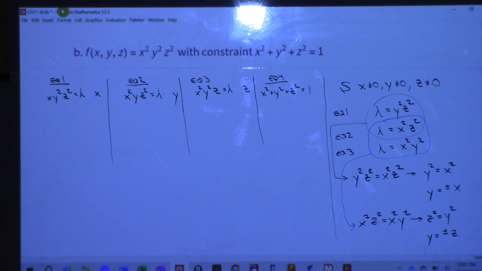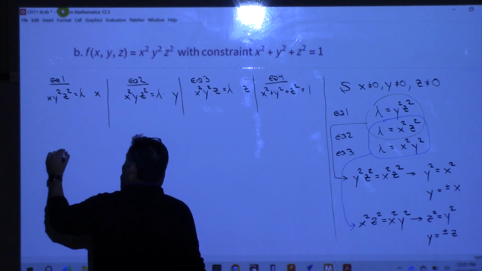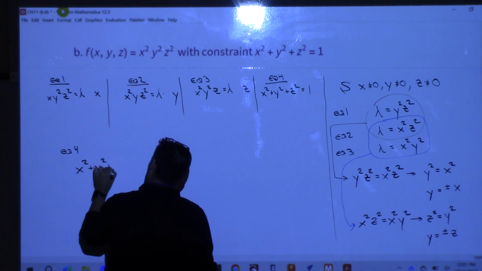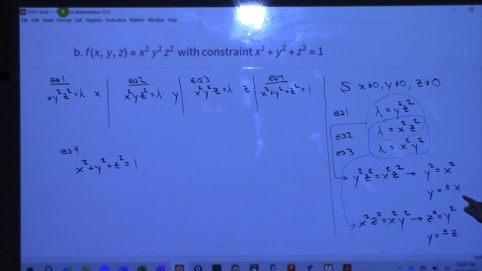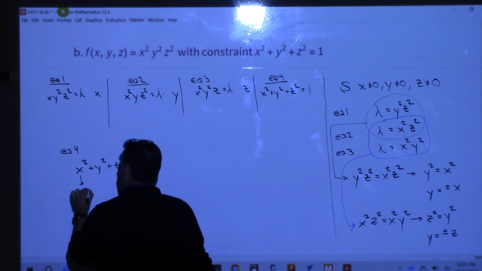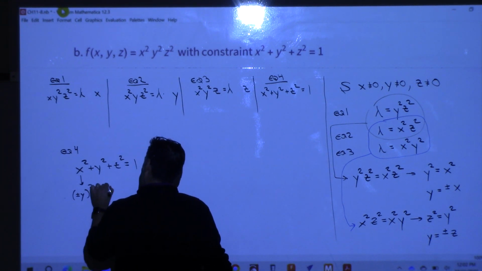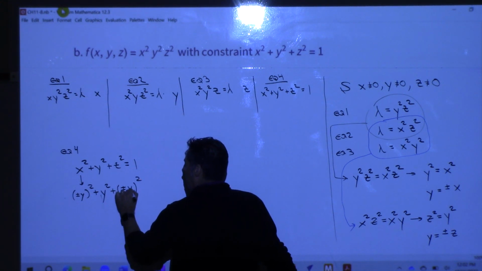Equation 4. Let's look at equation 4. Let me erase some of this. Equation 4, let me write it down first. X squared plus y squared plus z squared equals 1, right? But I can replace x with what? Plus or minus y, right? So replace this x with plus or minus y, but then squared, plus y squared, right? And then plus, what can we replace z with? Plus or minus y? Must equal 1.